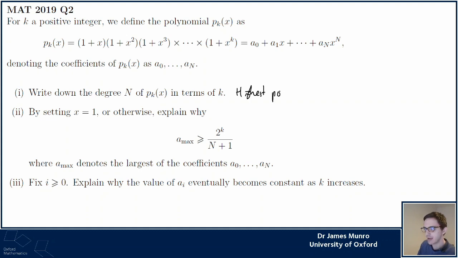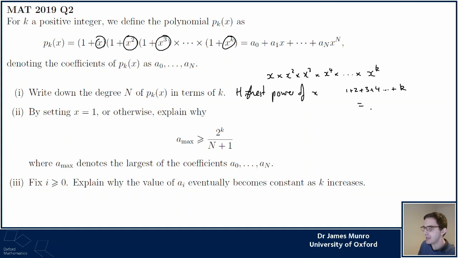So the highest power of x will come from choosing x here, then x squared, x cubed, all the way up to x to the k. So that'll be x times x squared times x cubed times x to the 4 times dot dot dot times x to the k. That power is, laws of indices, 1 plus 2 plus 3 plus 4 plus all the way up to k, which is exactly k times k plus 1 over 2. That's an arithmetic progression. Okay. So that's what the value of n is, because that's the highest power of x that we get.